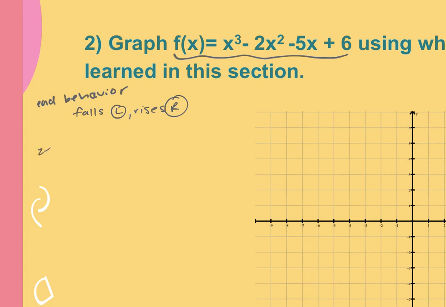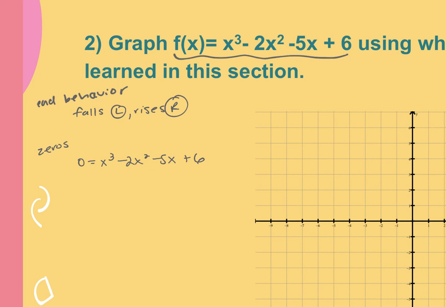Then I find my zeros. So I set it equal to 0. Can I factor by grouping? Nope. Which tells you what? I got to find the possibles and test the possibles to see which ones work.